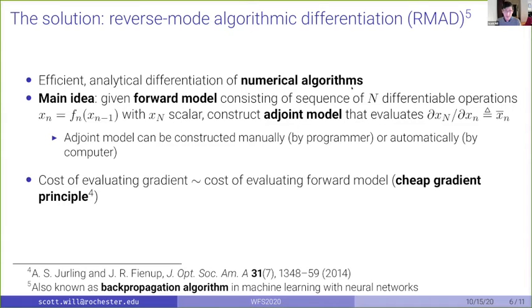The main idea is, given this forward model or algorithm, we construct an adjoint model which evaluates the derivatives of the final variable, which is scalar, with respect to each of the intermediate variables in the forward model. We can do this manually, which means that the programmer or graduate student implements it, or the computer can do this automatically by transforming the forward model. The really key thing here is that using RMAD, the cost of evaluating a gradient is approximately the same as evaluating the forward model, which we call the cheap gradient principle.